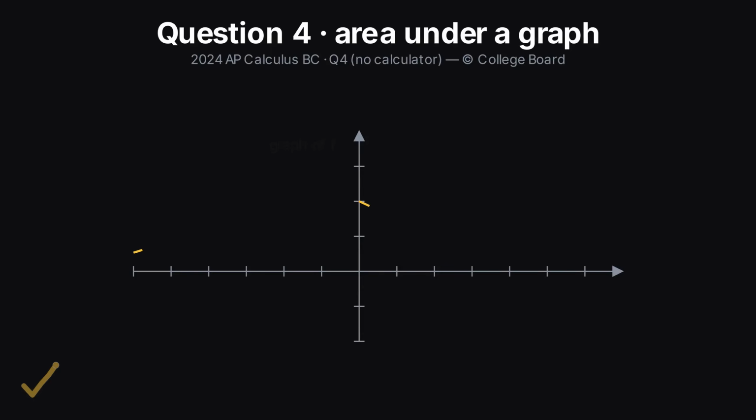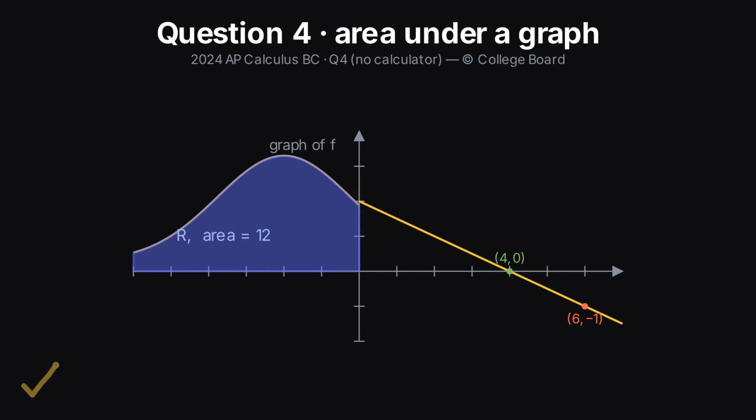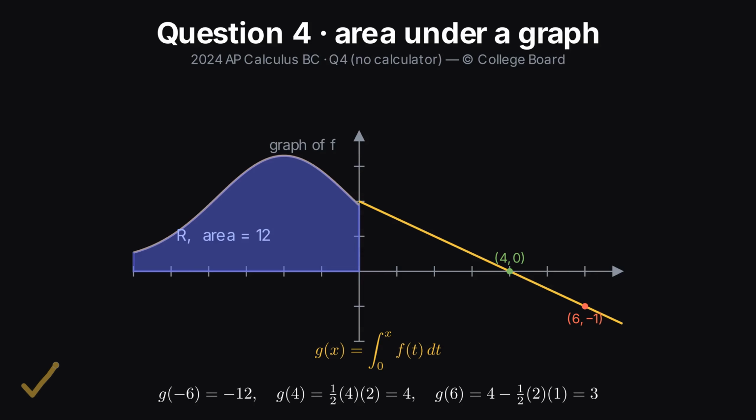Question 4. No calculator. We're given the graph of f, a smooth hump on the left with area 12 in the second quadrant, then a straight line on 0 to 7 through f equals 2 down to negative 1 at x equals 6. Part A. G of x is the integral of f from 0 to x. G of negative 6 is minus the region's area, negative 12. G of 4 is the triangle, 1/2 times 4 times 2 equals 4. G of 6 is 4 minus 1 equals 3.